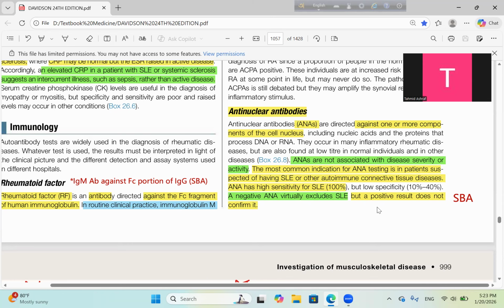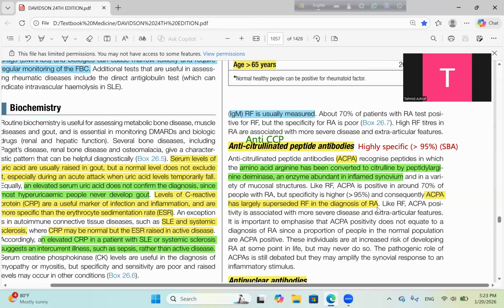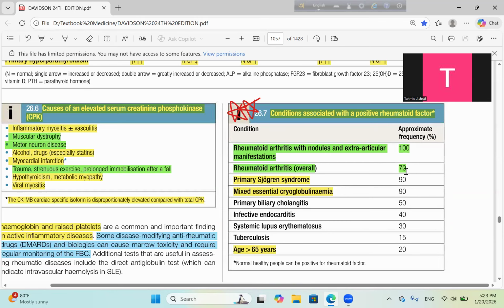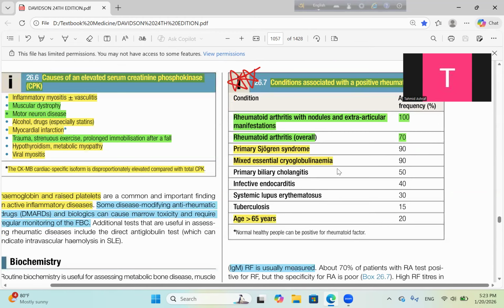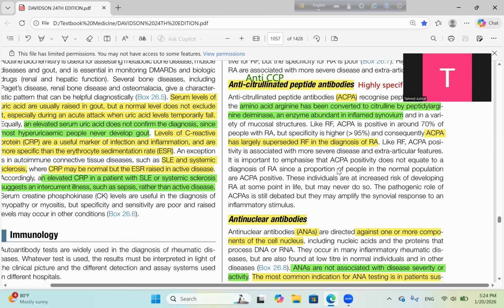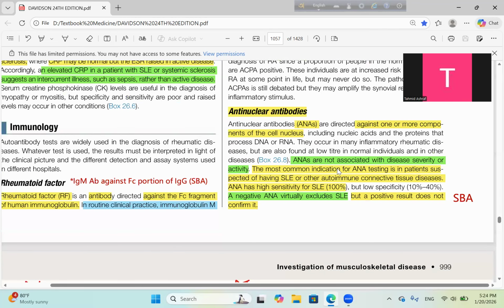The same we cannot tell about rheumatoid arthritis, because overall in rheumatoid arthritis, the sensitivity of rheumatoid factor is 70%. So in every 100 patients who are suffering from rheumatoid arthritis, 30 of them will test negative for rheumatoid factor. Okay. So if rheumatoid factor comes negative in a patient with rheumatoid arthritis, we cannot say that he does not have rheumatoid arthritis. That means we cannot exclude rheumatoid arthritis, but that is not the same for ANA.